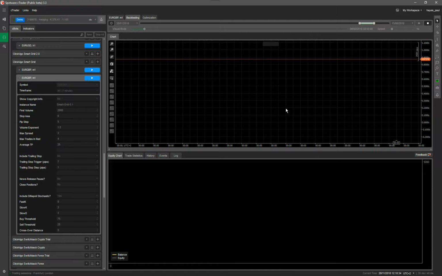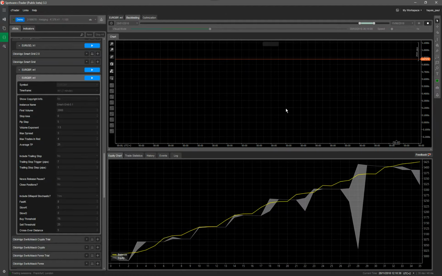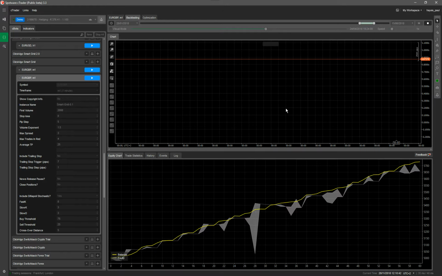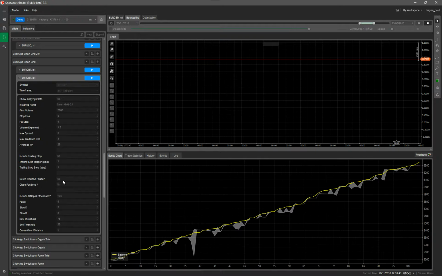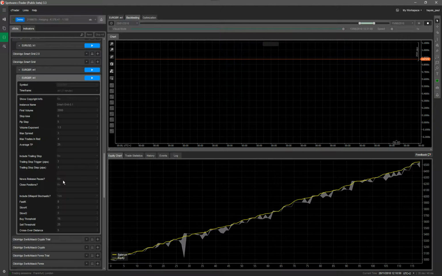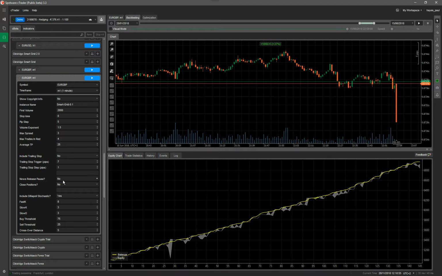So if I start that again, what you should see now is lower profits, but also a lower drawdown. Now, again, none of this is using the news release manager yet. We can't really use the news release manager in backtesting. You should see the drawdown reduce even further.